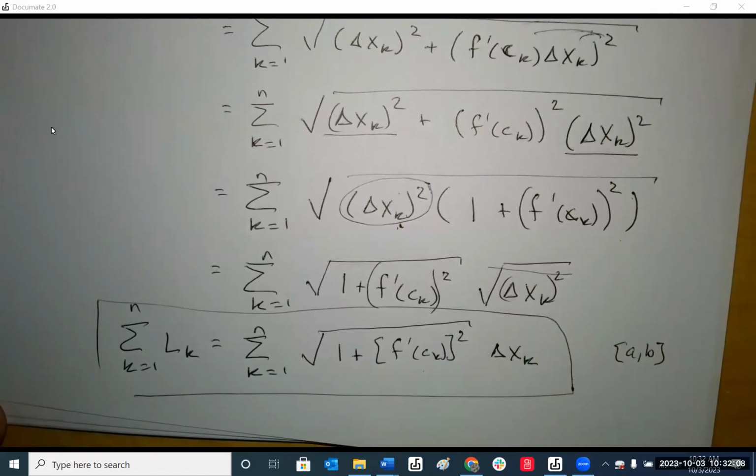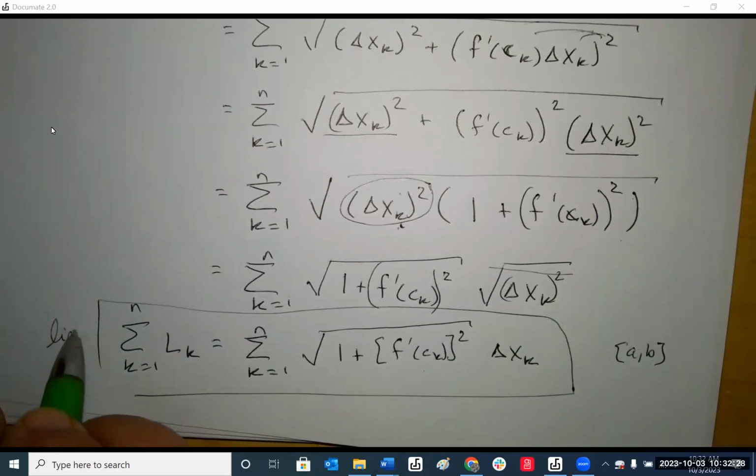to do the Riemann sum, we have to do what with these summations? There's one thing missing to be a Riemann sum. We have to take the limit of both of those.